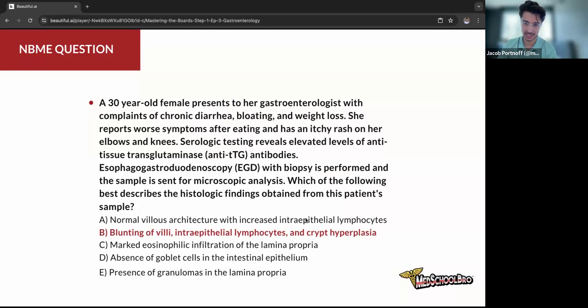Normal villous architecture with increased intraepithelial lymphocytes, that's going to be more in keeping with IBD. Marked eosinophilic infiltration of the lamina propria, that's your eosinophilic esophagitis, right? We're not seeing any signs of dysphagia, etc., or other esophageal symptoms. Often that is associated with your atopic triad as well, so things like eczema, rhinitis, allergies. The absence of goblet cells in the intestinal epithelium is a microscopic colitis, and then presence of granulomas in the lamina propria is your Crohn's disease, right?